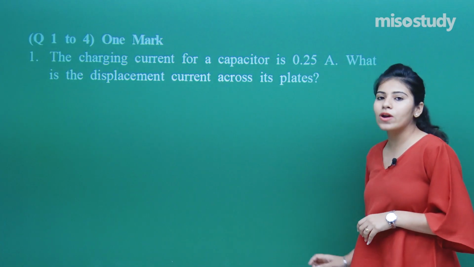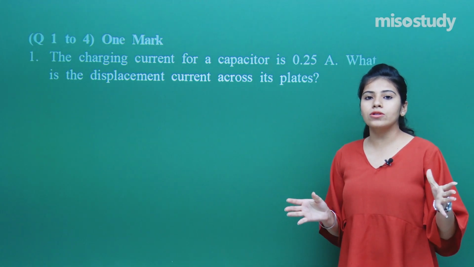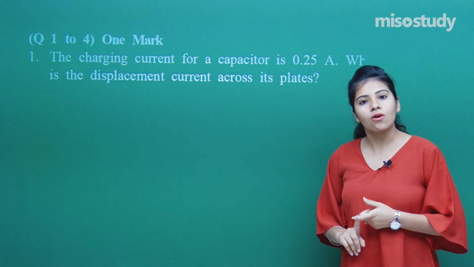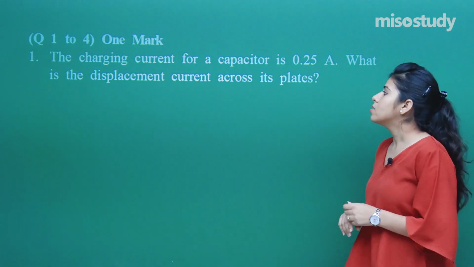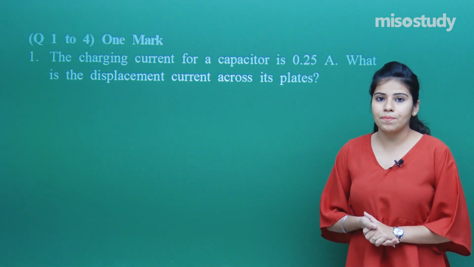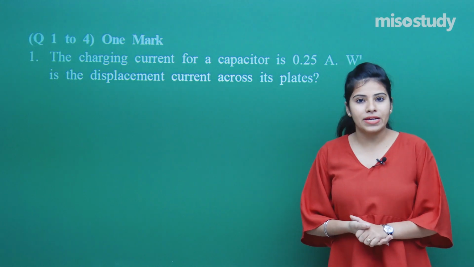Question number 1 to 4 has been categorized into 1 mark questions. So we do not have to go into the detail, we are just going to give the answer according to 1 mark, to the point. The charging current for a capacitor is 0.25 ampere. What is the displacement current across its plate?